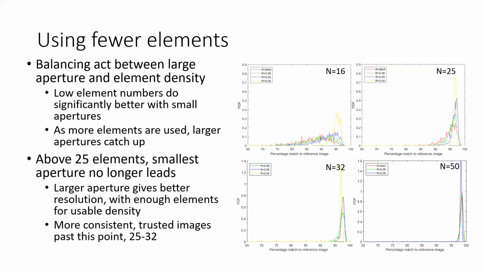So the exact number of elements that you can go down to and still get a usable image depends on a lot of factors and the specific application. But in this case, we're getting the most consistent and trusted results past 25 to 32 elements. You can't go too much lower than that.